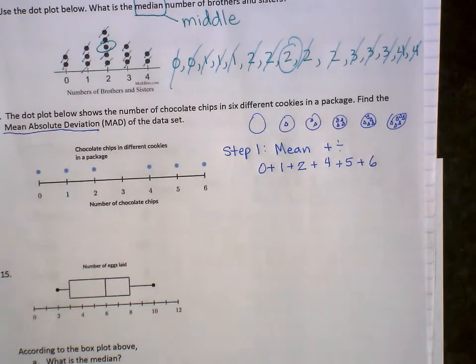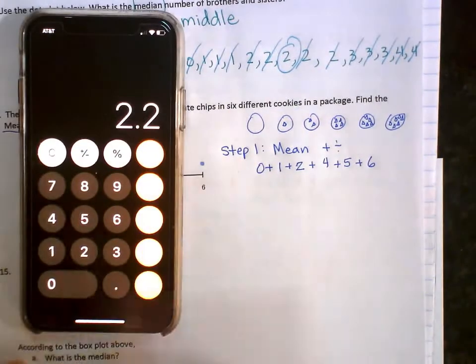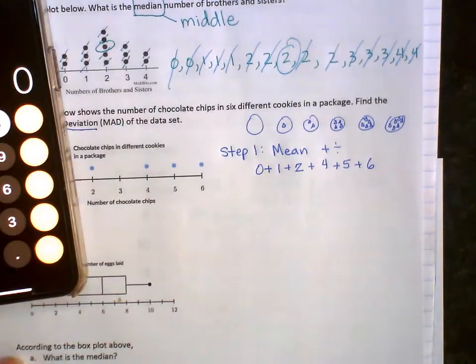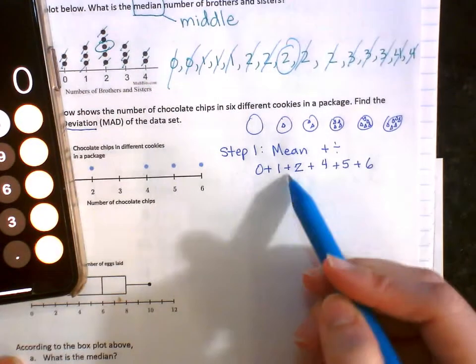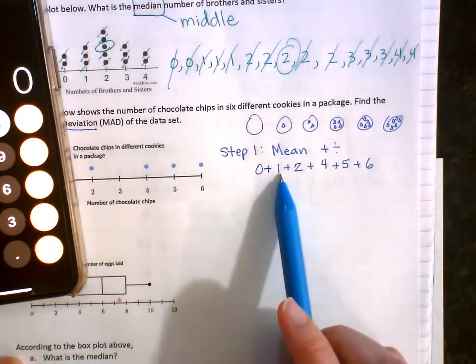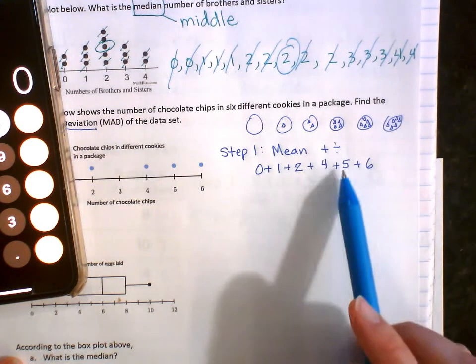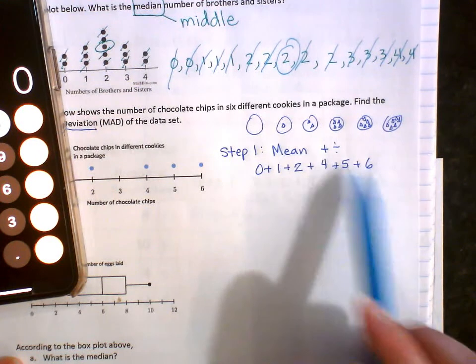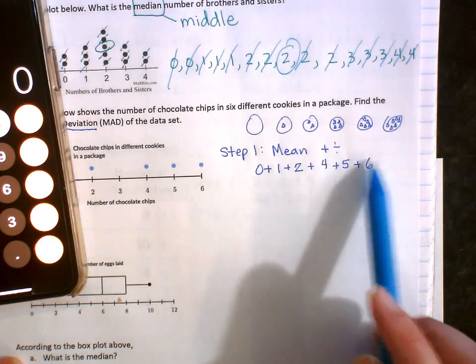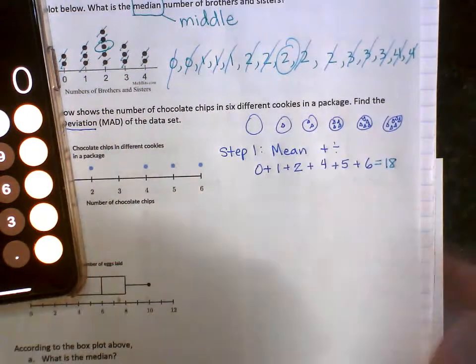I was about to get the calculator, but I know that the phone shows up better. So, actually, no, we don't need a calculator for this. 0 plus 1 plus 2 plus 4 plus 5 plus 6. 1, 2, 3, 4, 5, 6, 7, 8, 9, 10, 11, 12, 13, 14, 15, 16, 17, 18. Okay, and now we need to divide.